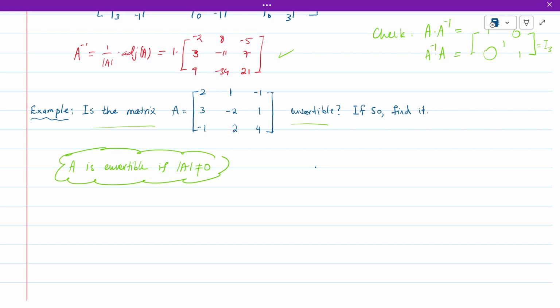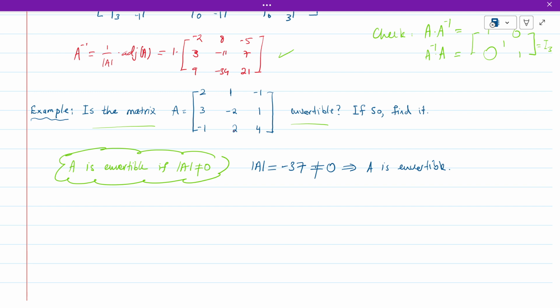Now, to answer this question, we need to take a determinant, and I assume you know how to take a determinant. Once you solve it, you'll get minus 37, which is not equal to 0, which means that yes, A is invertible.